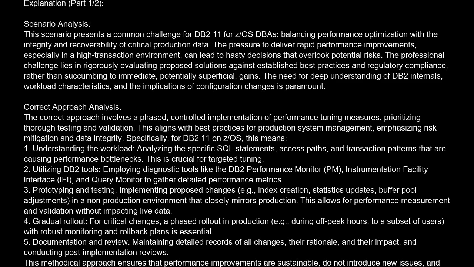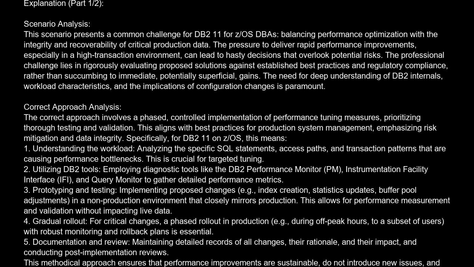Explanation. Scenario analysis. This scenario presents a common challenge for DB2 for z/OS DBAs: balancing performance optimization with the integrity and recoverability of critical production data. The pressure to deliver rapid performance improvements, especially in a high-transaction environment, can lead to hasty decisions that overlook potential risks. The professional challenge lies in rigorously evaluating proposed solutions against established best practices and regulatory compliance, rather than succumbing to immediate, potentially superficial gains. The need for deep understanding of DB2 internals, workload characteristics, and the implications of configuration changes is paramount.